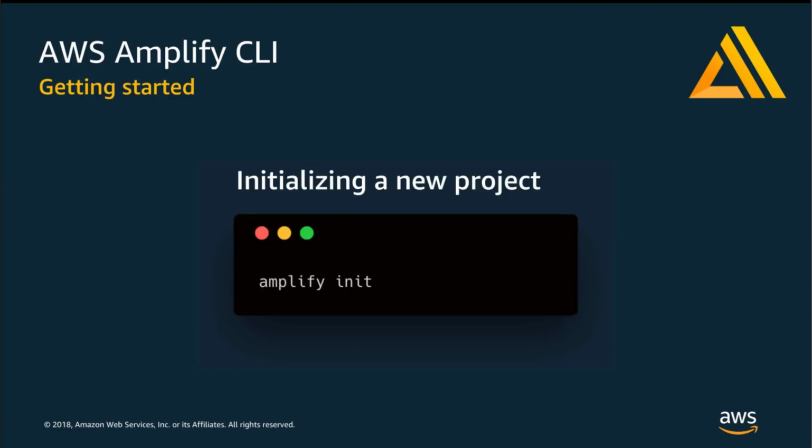To initialize a new Amplify project, you would go in the working directory of whatever application you're working in and just run amplify init. Amplify init will scaffold a complete Amplify project and get it ready to go for you so you can then start adding different services from there.